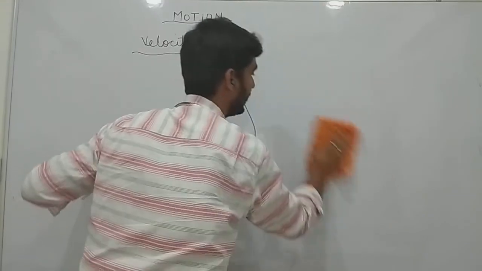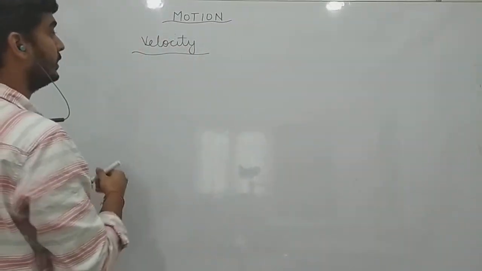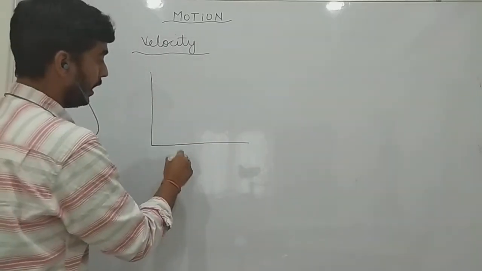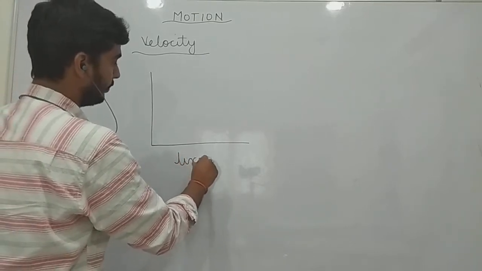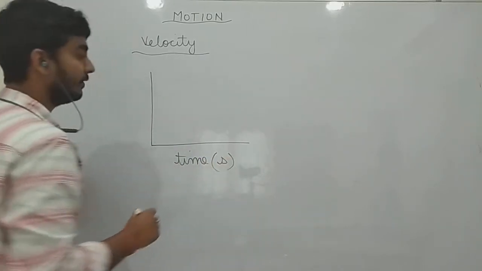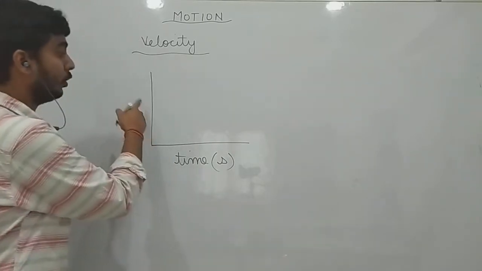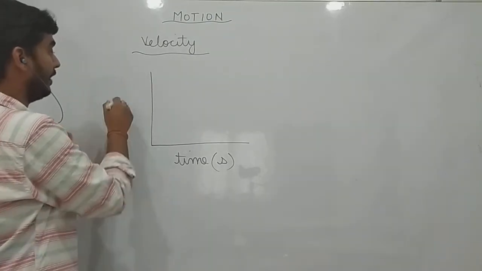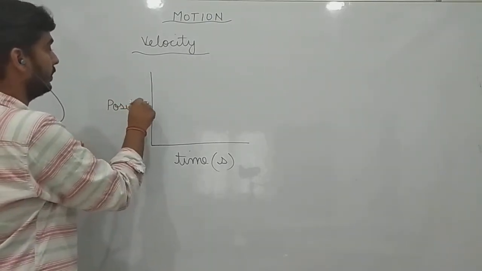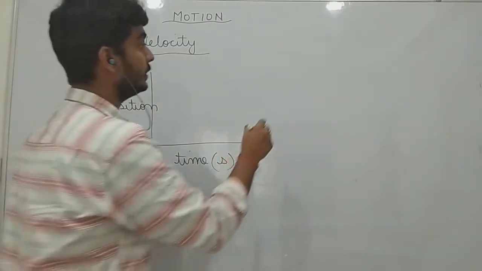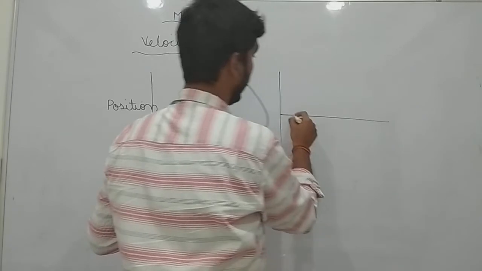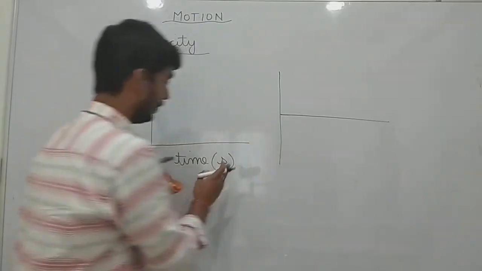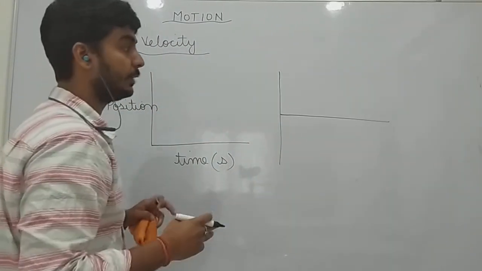When I say position time graph, you first have to understand what it means. A position time graph is a graph in which on the x-axis you have time, in seconds, and on the y-axis you have, sorry, not displacement, you have position. Position means what? Suppose an object is moving along the x-axis. So how to plot this graph? I am telling you that.